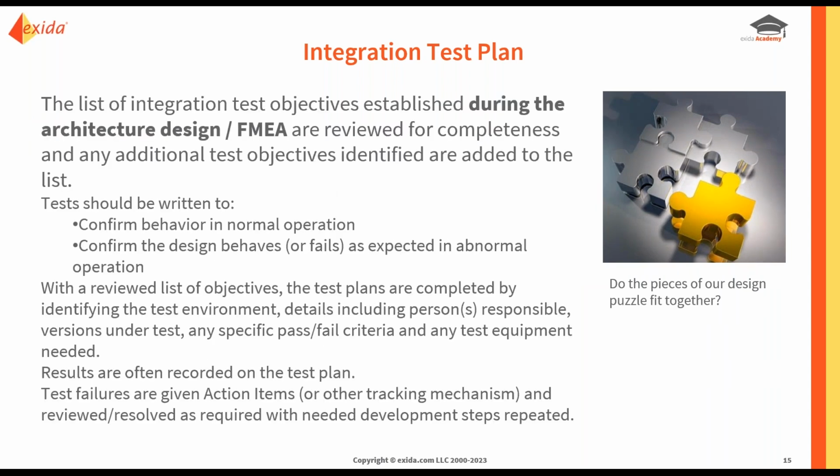So looking at integration test plans, the list of integration test objectives established during the architecture design, or FMEA, are reviewed for completeness. Any additional test objectives identified are added to the list. Tests should be written to confirm behavior in normal operation, and then also confirm the design behaves or fails as expected in abnormal operation. With a reviewed list of objectives, the test plans are completed by identifying the test environment details including the person responsible, versions under test, any specific pass-fail criteria, and any test equipment needed.